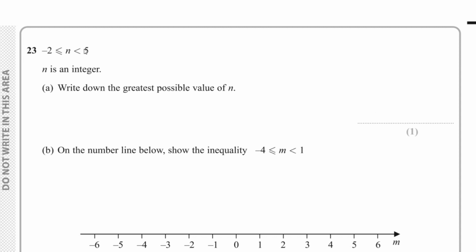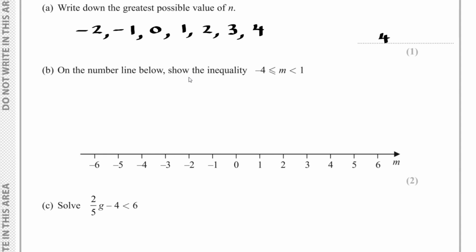Question 23. We've got -2, which is less than or equal to n, which is less than 5. n is an integer. We have to write down the greatest possible value of n. Well, if I think about the possible values of n, I've got -2, -1, 0, 1, 2, 3, and 4. I can't include the 5 because of the inequality shown. So the greatest possible value of n is 4.